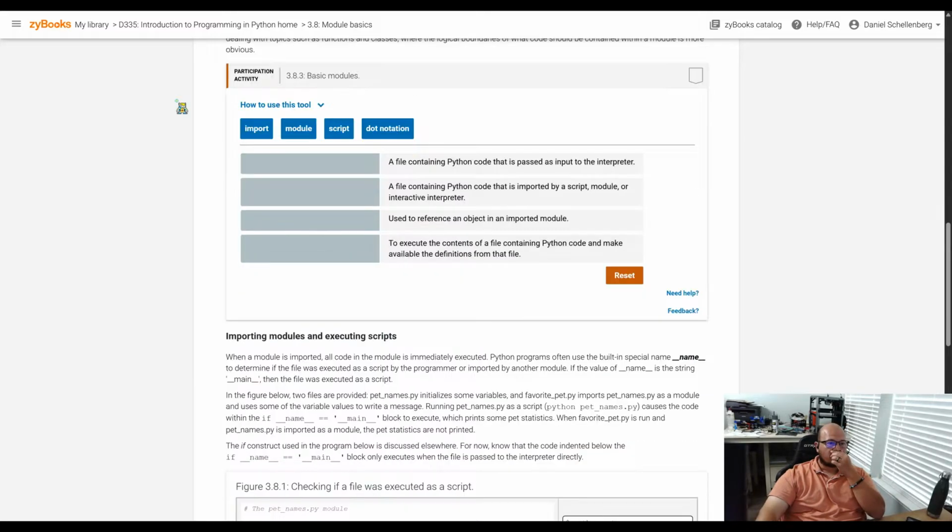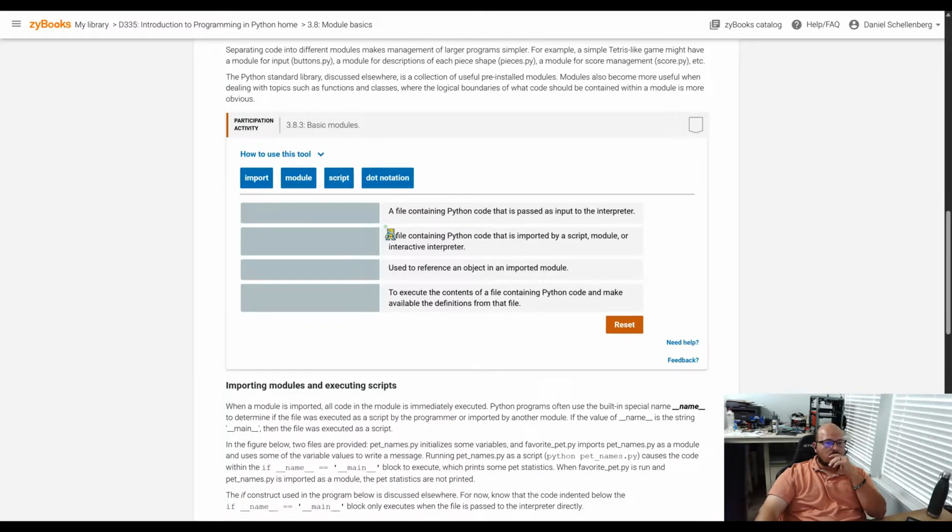So a file containing Python code that is passed as input to the interpreter, that file itself is called a module? No, I'm sorry. The file containing Python code that is passed to the interpreter is called a script. So a file containing Python code that is imported by a script is a module.